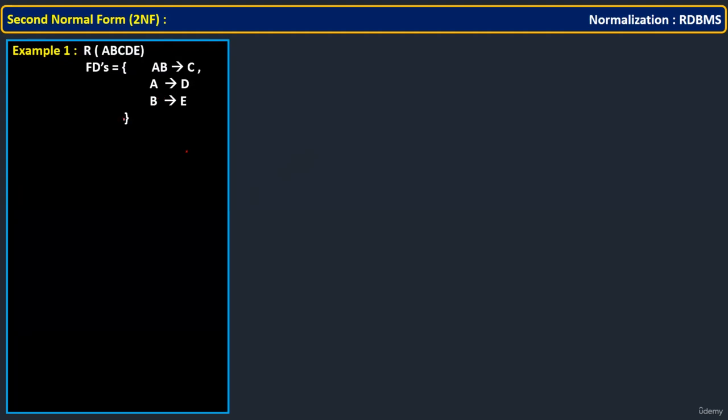Always, first of all, to say it is in second normal form, the first step is to find the key. What is the key for that table? We have to find out. That means finding the candidate key, which we already practiced. So you just do the same thing here also.